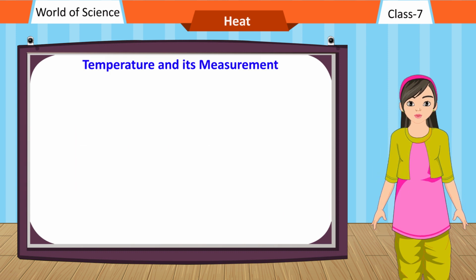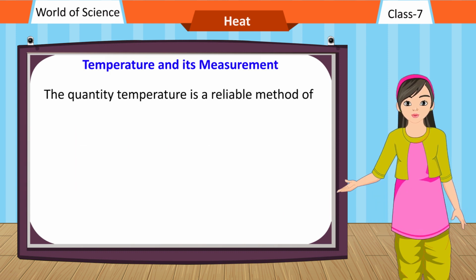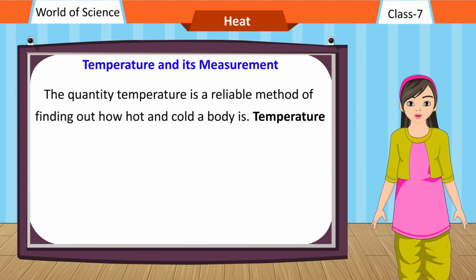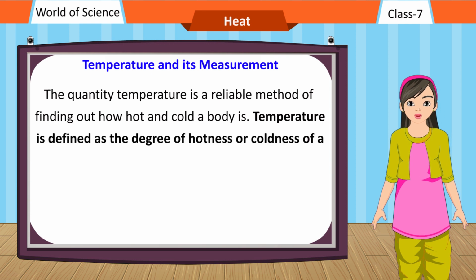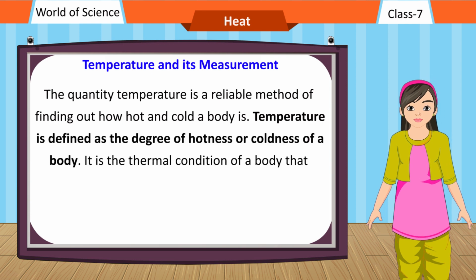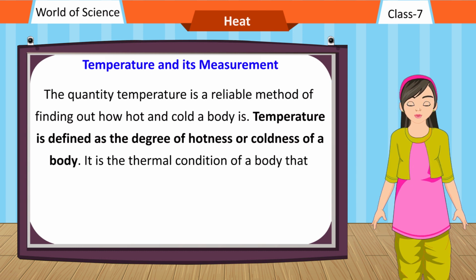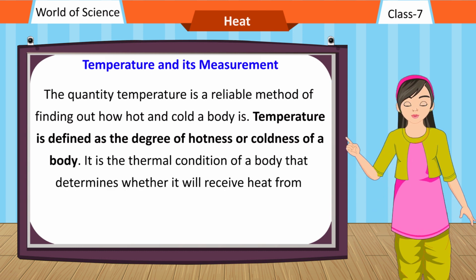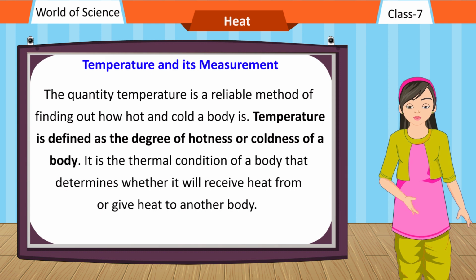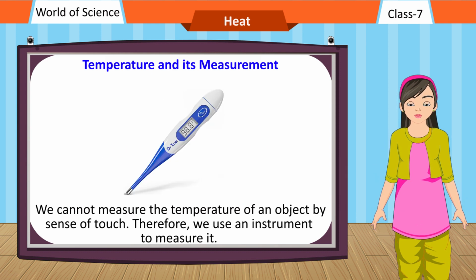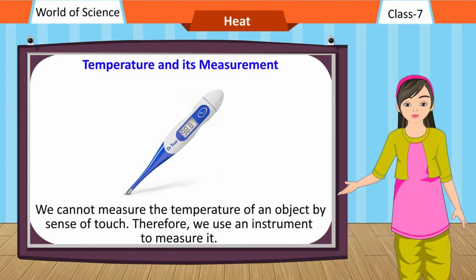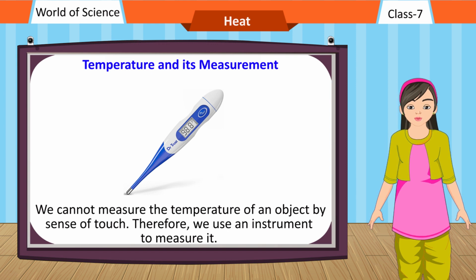Temperature and its measurement. The quantity temperature is a reliable method of finding out how hot or cold a body is. Temperature is defined as the degree of hotness or coldness of a body. It is the thermal condition of a body that determines whether it will receive heat from or give heat to another body. We cannot measure the temperature of an object by sense of touch. Therefore, we use an instrument to measure it.